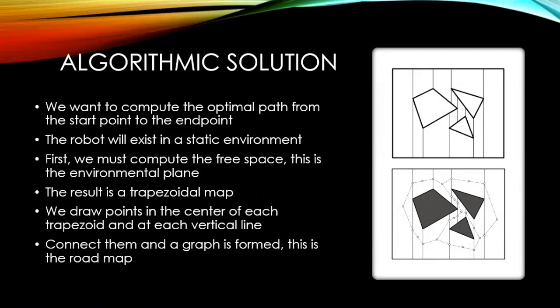So we must compute the free space first, and this will give us our environmental plane. The real result from computing the free space is a trapezoidal map that's shown in the top picture. And from that trapezoidal map, we can then translate it into generating a roadmap. Basically the roadmap is just points in the middle of each vertical line and trapezoid that we will then be able to do a breadth first search on.